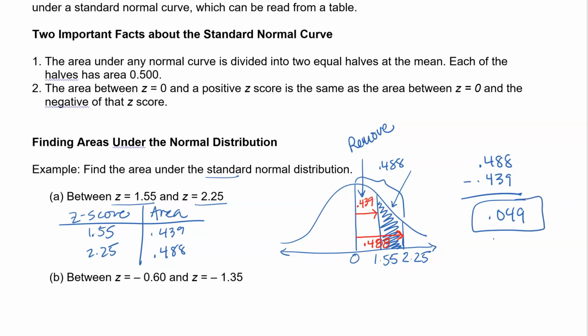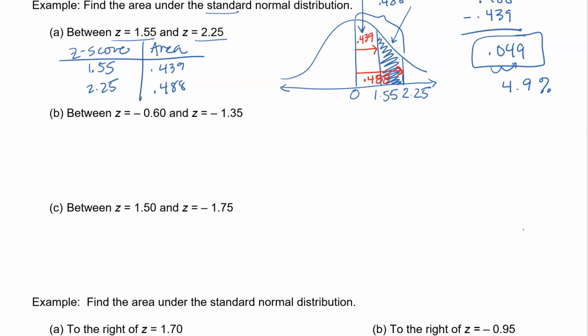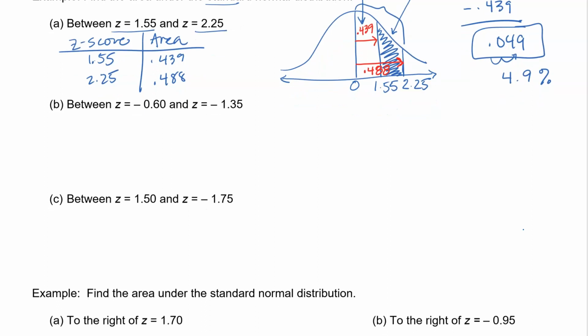If you were asked for a percentage, you could find it by moving the decimal 2 spots over and get 4.9%. But it really just depends on what the question is asking. So you have to pay attention to how it's asking the question.